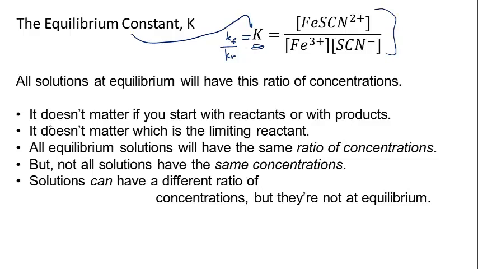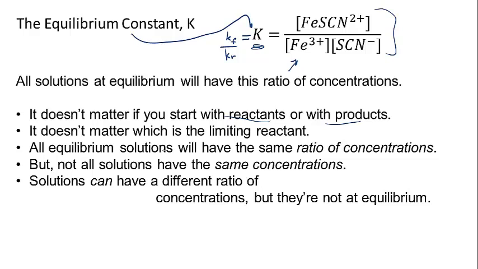It doesn't matter if you start with reactants or products. Once you reach equilibrium, that ratio will be the same always. It doesn't matter which is the limiting reagent because you're not actually using everything up. So there really is no limiting reactant in equilibrium systems because nothing ever gets used up.